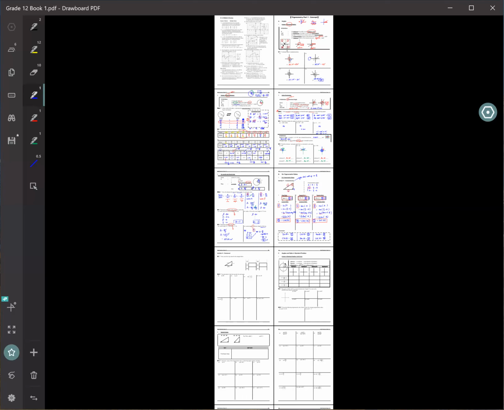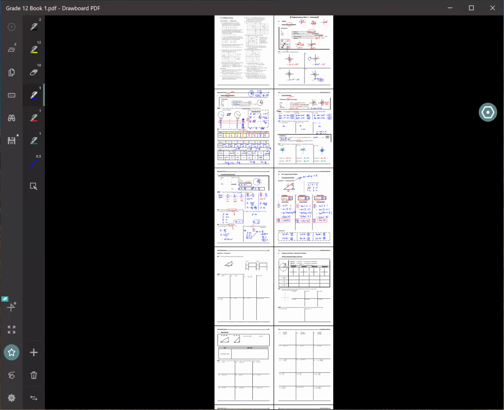Sine, cosecant. Cosine, secant. Tangent, cotangent. Okay, let's start from the beginning again. Sine, cosecant. Cosine, secant. Tangent, cotangent. Okay, and now we're going to say the three pairs together, in one breath.